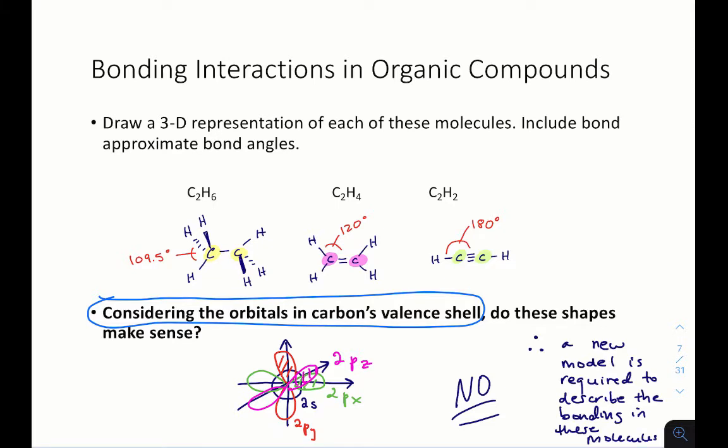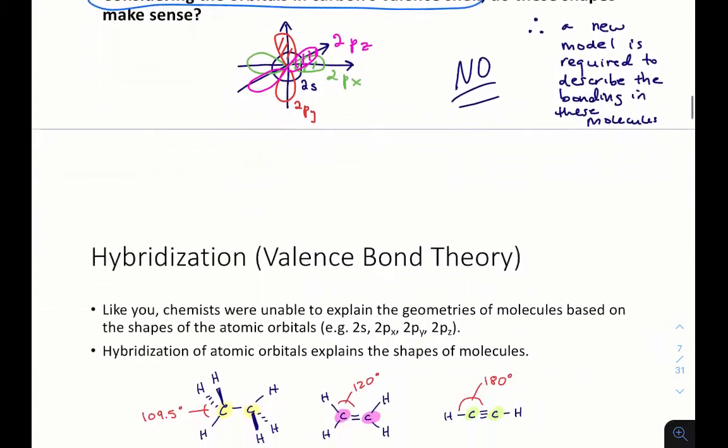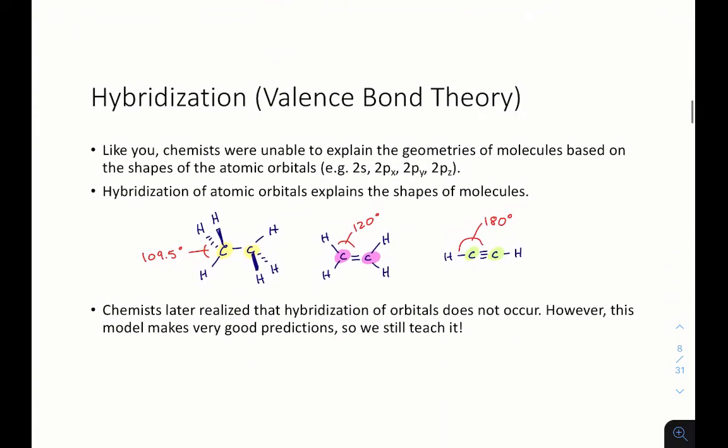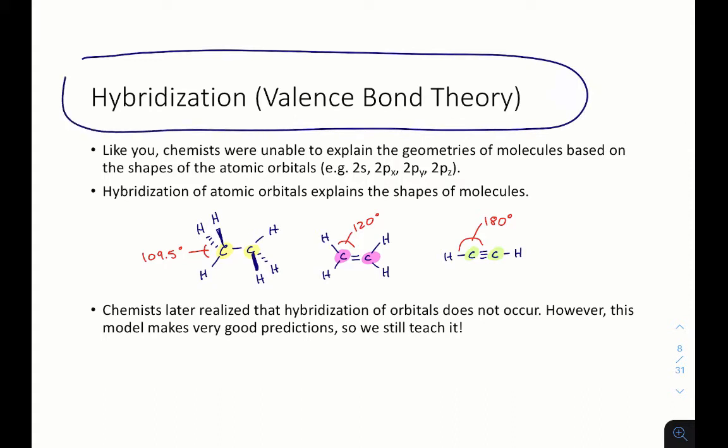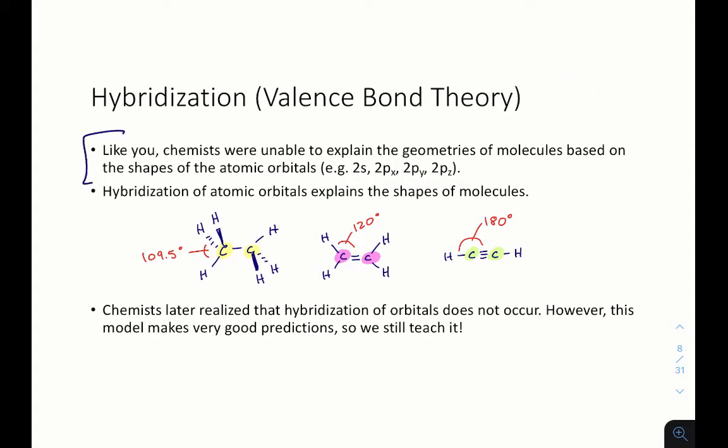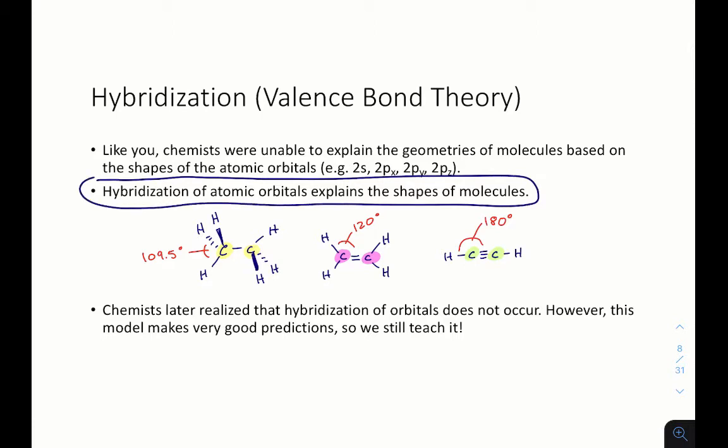Let's discuss this new model now. This model is the model of hybridization, which is part of valence bond theory. Like us, chemists were unable to explain the geometries of molecules based on the shapes of the atomic orbitals. Thus, as they were sitting around without cell phones, etc., chemists came up with an idea of hybridization. And hybridization of atomic orbitals explains very well the shapes of molecules.